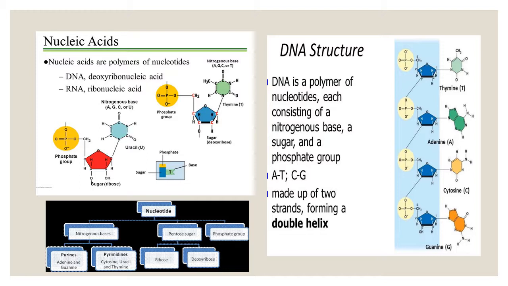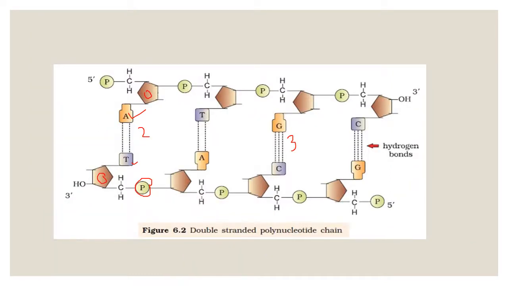A combines with T, that is adenine with thymine, and cytosine with guanine. Adenine with thymine with 2 hydrogen bonds, and cytosine with guanine with 3 hydrogen bonds. DNA is an acidic substance which is present in the nucleus, and it was first discovered by Friedrich Miescher in 1869, and he named it nuclein. This is the double-stranded polynucleotide chain.